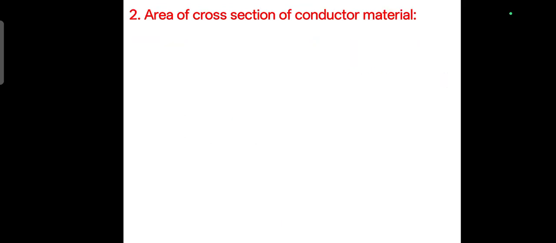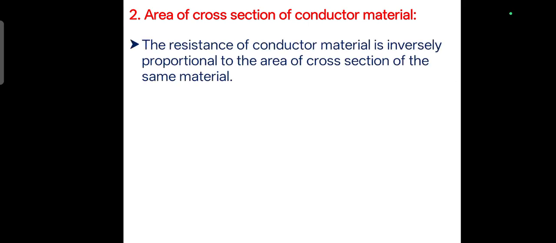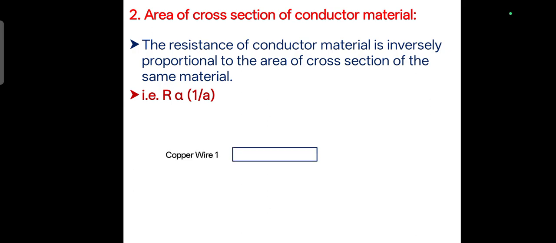Second factor is the area of cross section of the material. The resistance of a conductor material is inversely proportional to the area of cross section of the same material. So here resistance is inversely proportional to the area. Again we have considered two copper wires, the first having area A1 meter square, and the second copper wire having area A2 meter square.